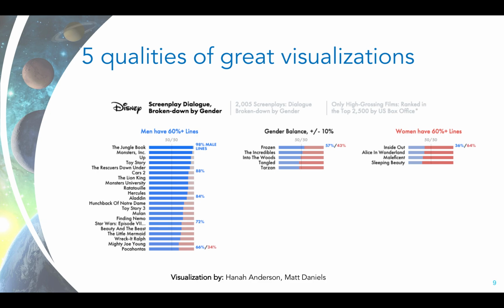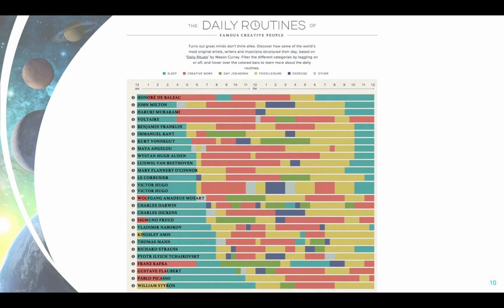Here's an example of a visualization. You get to decide if it's a great one or not, because now you know the five qualities. In this visualization, Disney screenplay dialogue is broken down by gender, and we can see clear gender disparity. And here, we see the daily routines of famous creative people. It seems that Franz Kafka and Pablo Picasso are night owls.